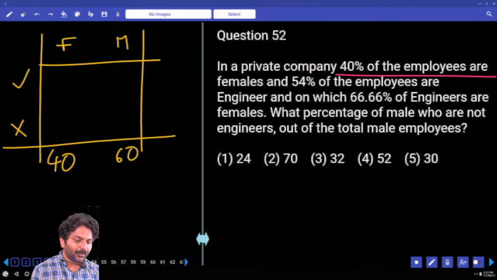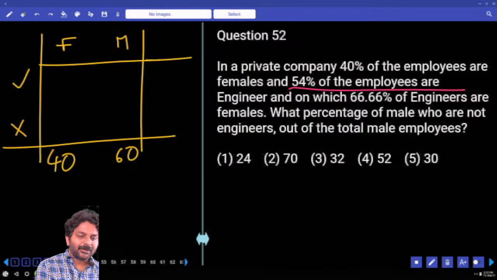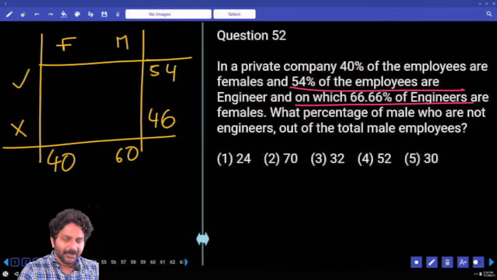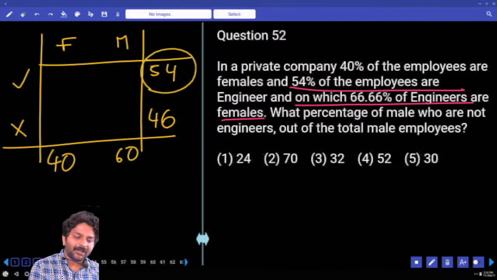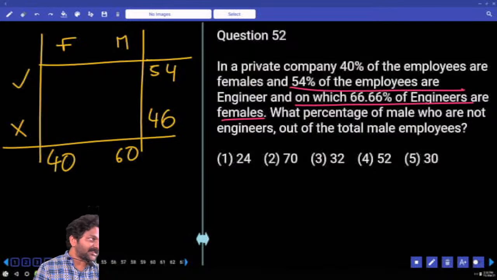Is that okay? Why are we writing 40 here and not here? Because among the 40 only we have 2 segregations. Some of them are engineers and some of them are not engineers. 54% of employees are engineers. 54 are engineers. Then non-engineers are 46. Out of 54 employees who are engineers, 66 2/3%. Can I treat it as 2/3 in fractional form? 2/3 are female. Out of these 54, 2/3. What is 1/3? 1/3 is 18, 2/3 is 36.